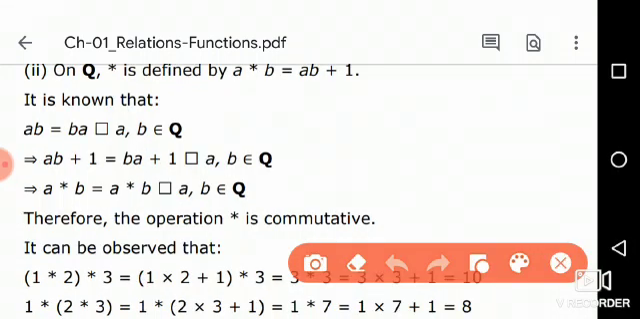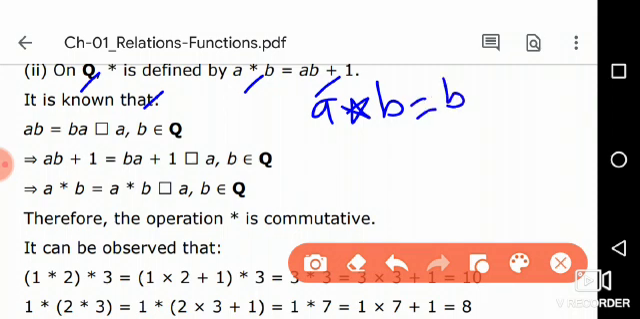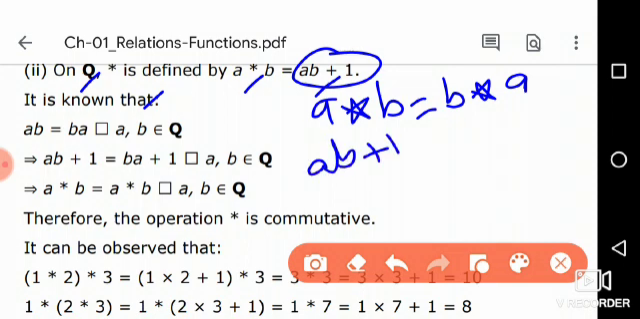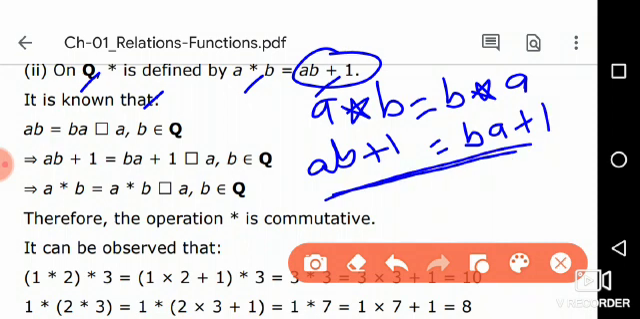Now, moving to the next question. On Q, star is defined by A star B is equal to AB plus 1. This is my second question on the same problem. It is known that A star B should be equal to B star A. As per the definition of the star, let me consider this. According to the definition of the star, this can be written as AB plus 1 and the right hand side can be written as BA plus 1. Both the sides are equal.